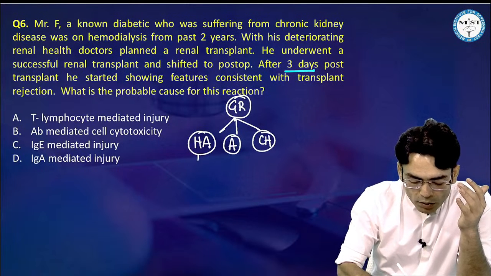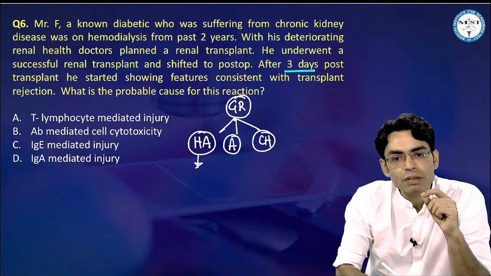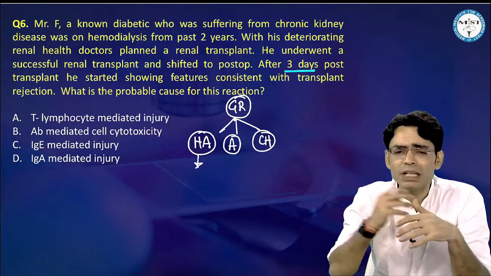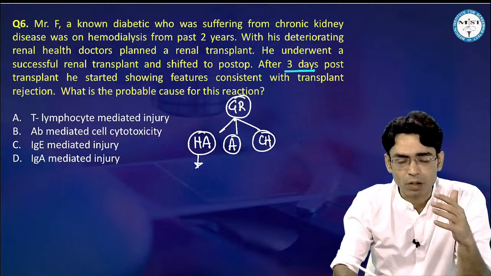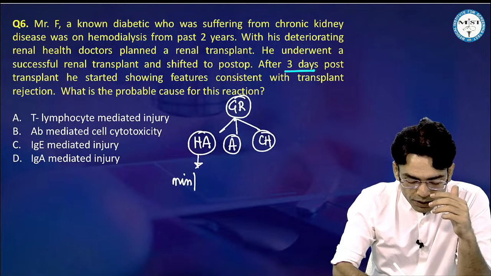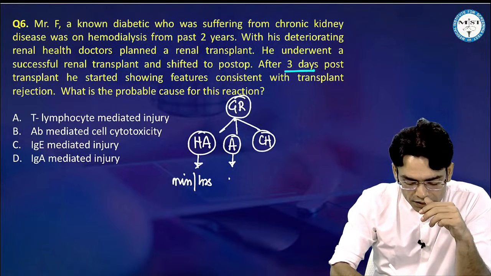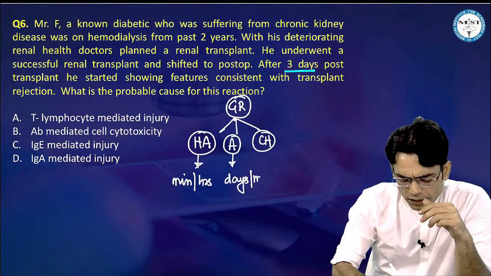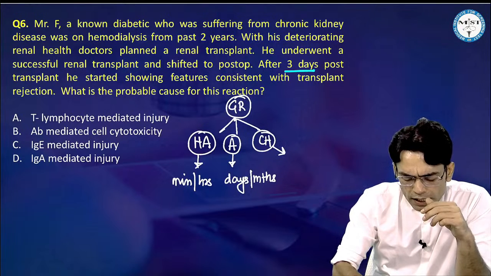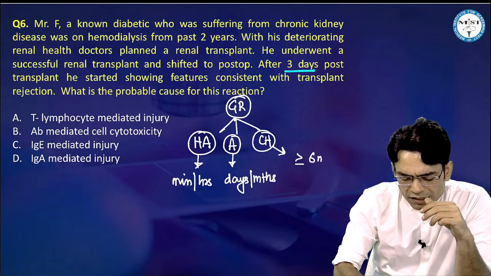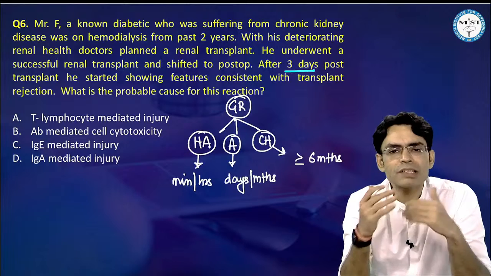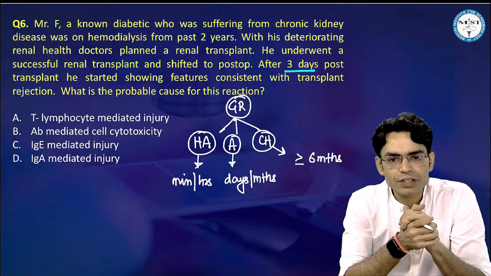Now, a hyperacute graft rejection generally happens within minutes to hours after the operation, after the transplant. An acute graft rejection is from days to months generally. And a chronic graft rejection is more than 6 months. After 6 months of the surgery, the rejection would be there.